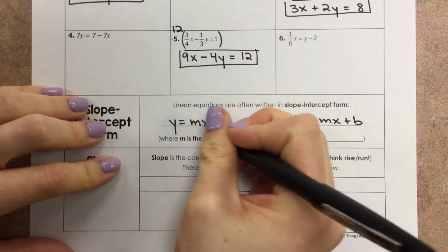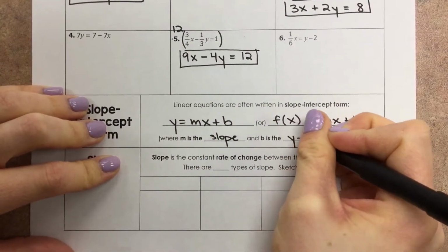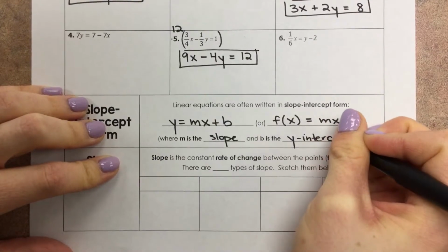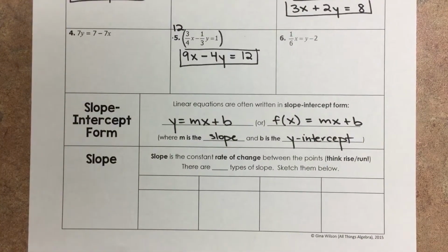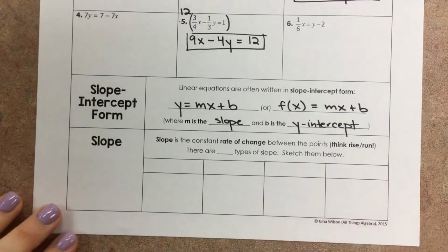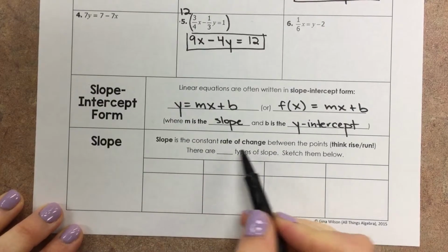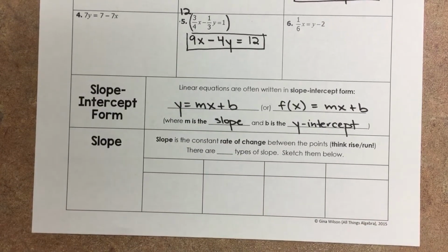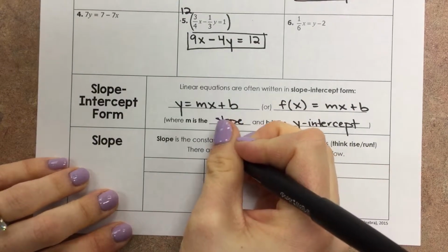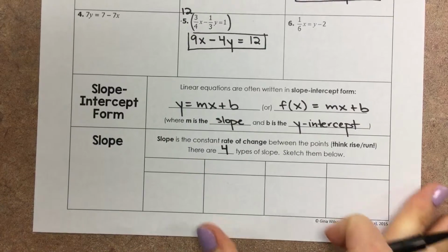M is the slope, and B is the y-intercept. So it's really easy to pick out some of the common features of these because they're just like looking right at you when you have it in this form. So we've got 4 different types of slope. So slope is the rate of change. Think rise over run, how fast it's growing, how fast it's shrinking. There are 4 different types of slope that you might see, so we are going to sketch them below.